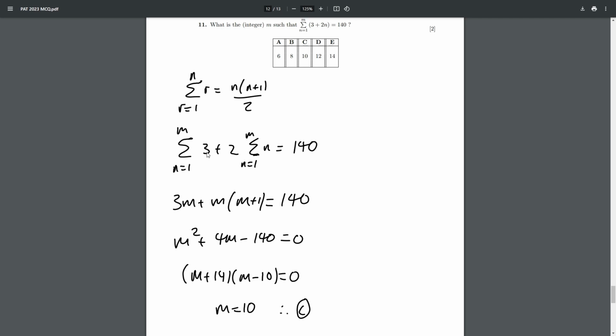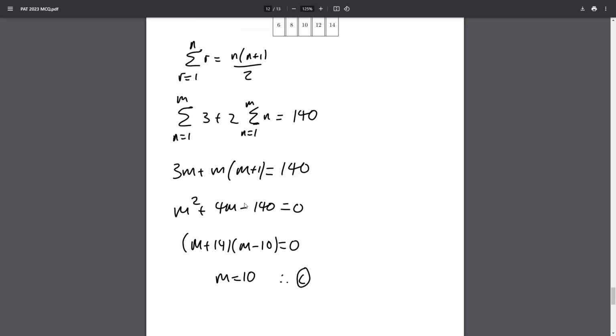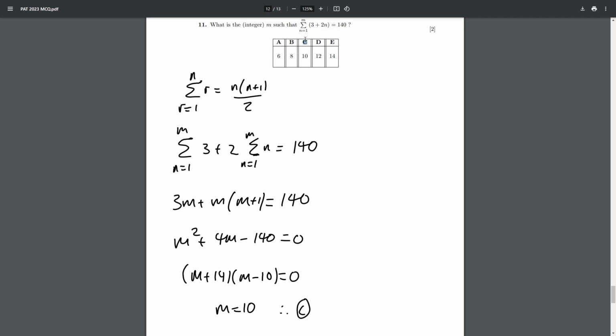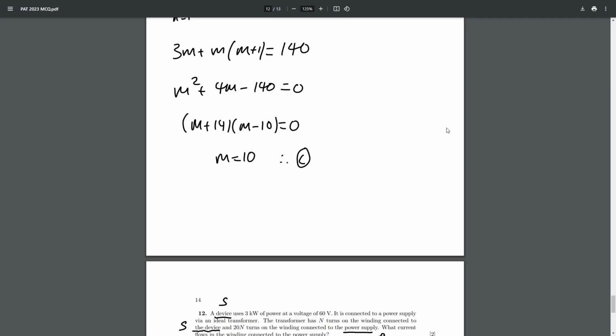And then the sum of 3 from n equals 1 to m is just going to be 3m, because we're doing 3 plus 3 plus 3, m times. So now we have 3m plus m times m plus 1, because the 2's cancel, is 140. We can expand this and get a quadratic, and we will get m equals minus 14 or m equals 10. And of course, it has to be positive, because we can't sum from 1 to something smaller than 1, so minus 14 is out. So it's going to be C, m equals 10.